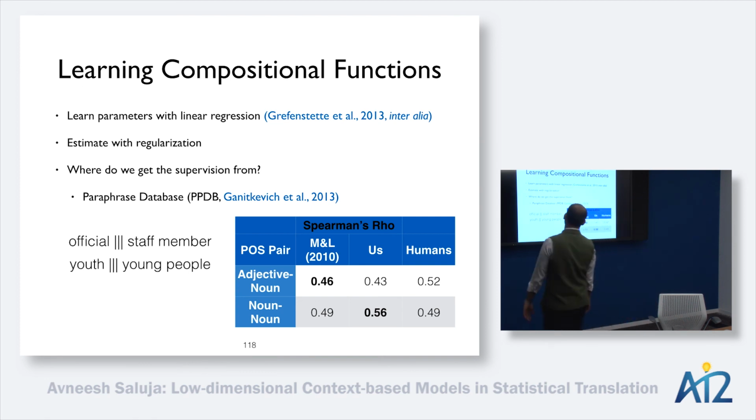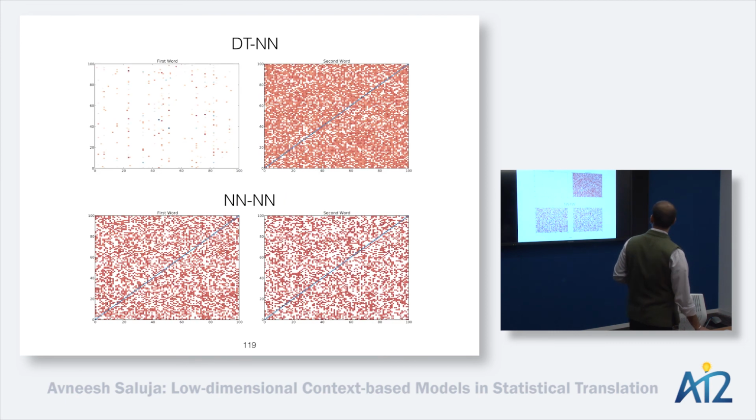We can use the paraphrase database for this kind of stuff. We can estimate it with regularization and the like. The paraphrase database has this kind of information. You'll have something like "official" that maps to "staff member", "youth" that maps to "young people". It's not exactly the same, but there's a heavy semantic equivalence. We get performance roughly as good as some of the previous state-of-the-art on some of the phrase similarity tasks.